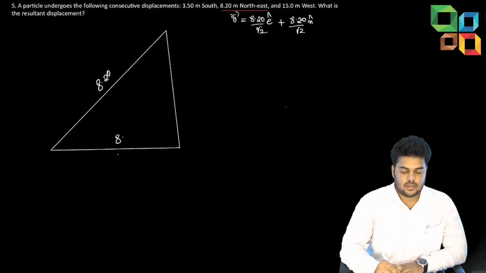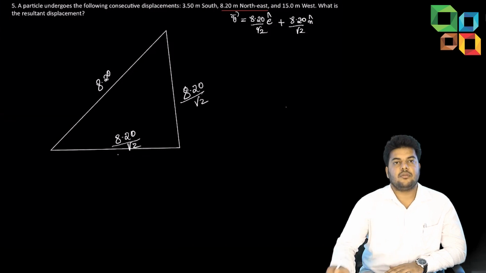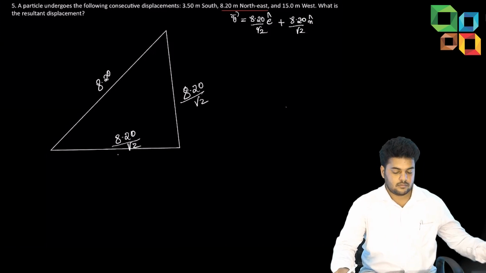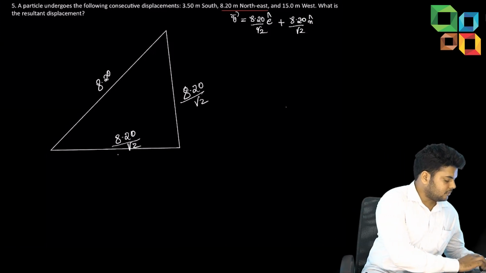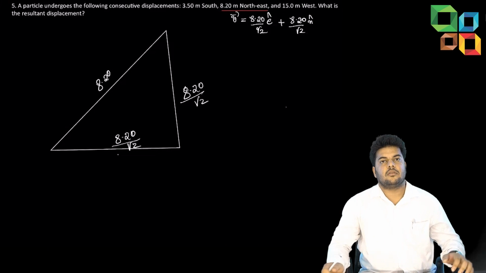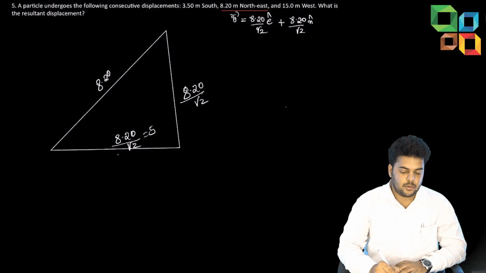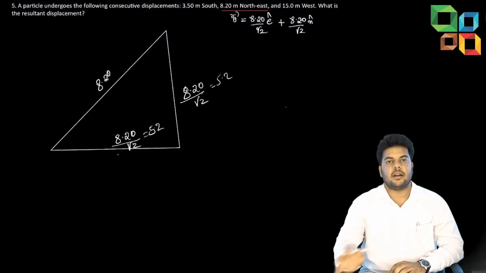So, 8.20 divided by root 2. What does this come out to be? Five point something, is it? I'll have to bring the calculator to the class once again. Yeah, it's proper, no? It comes out to be 5. Yes, sir. Instead of dividing by root 2, I directly took the root of 8.20. Yeah, correct. So this comes out to be 5.2 something, and this comes out to be around that too.